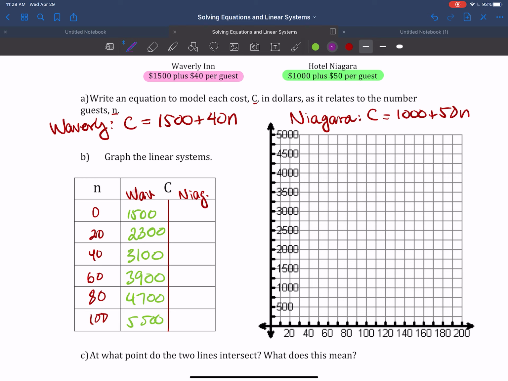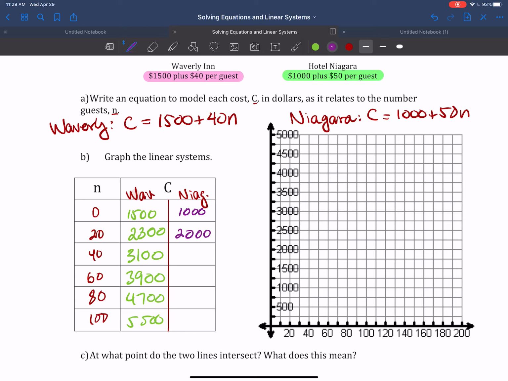Niagara, nobody shows up. It's $1,000. And now for every guest that shows up, they have to pay $50 per guest. So if 20 people come, we're going to do 50 times 20, which is 1,000, plus 1,000 makes $2,000. You can see I added 1,000, right?